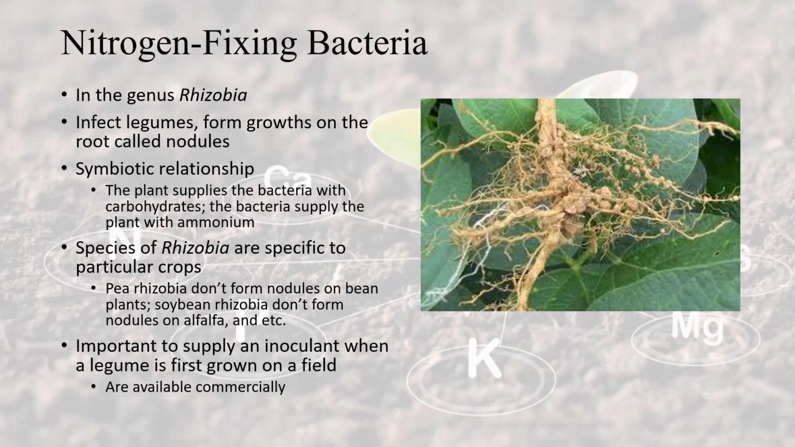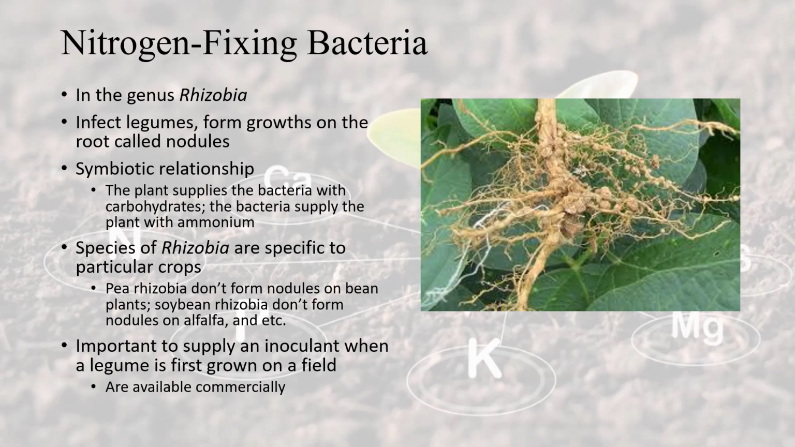Now, species of rhizobia are specific to particular crops. So your pea rhizobia will only form a relationship with pea plants, bean rhizobia with bean plants, etc. And you'll see that when our plants are infected with this bacteria, they form these nodules that you will see there.